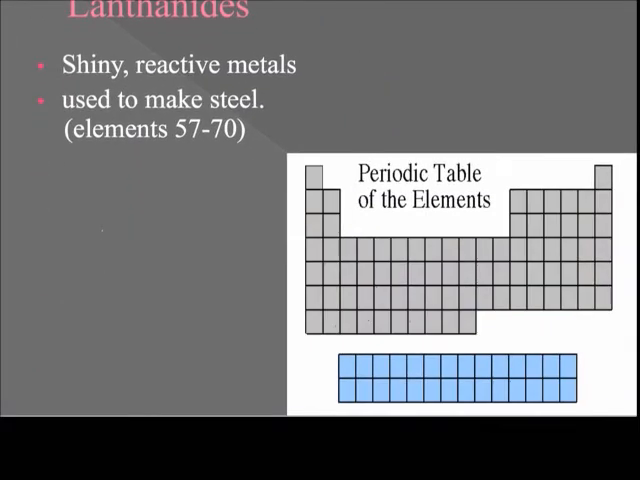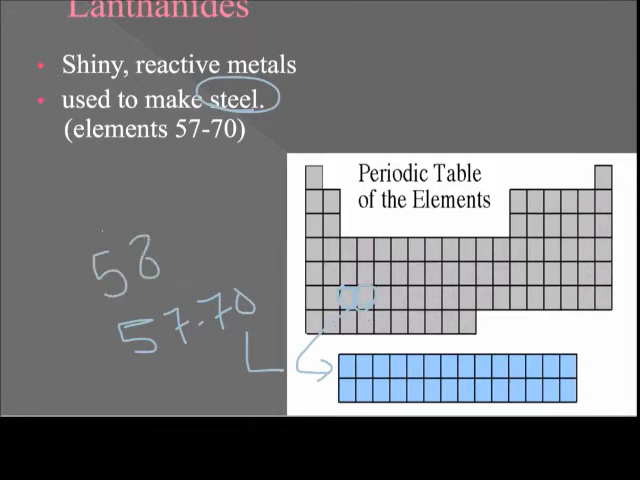The lanthanides are shiny reactive metals that are used to make steel. The key word here is that they're used to make steel. On the periodic table, you'll find that somewhere along here and here in between, there might be a star or something, and then it has a series number. Usually, lanthanides are from 57 to 70. Or on some periodic tables, you might see them going from element 58 to element 71.